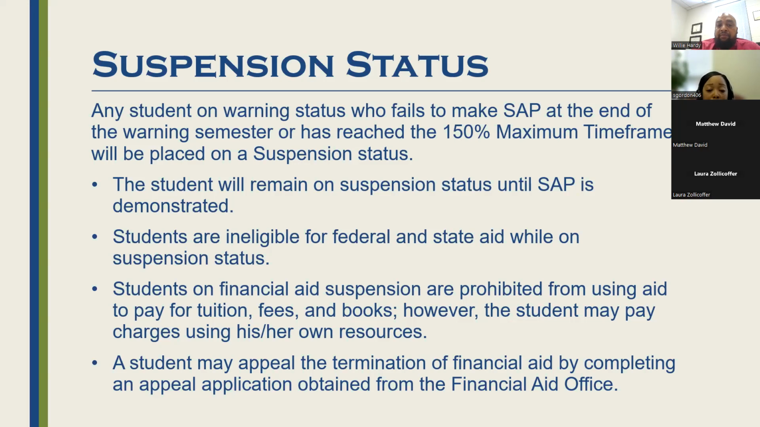Students may appeal the termination of financial aid by completing an appeal application obtained from the financial aid office. And that's what I was just mentioning: if you're eligible to appeal, you can do so. And the appeal committee will review it and determine whether you could get your financial aid back or not.